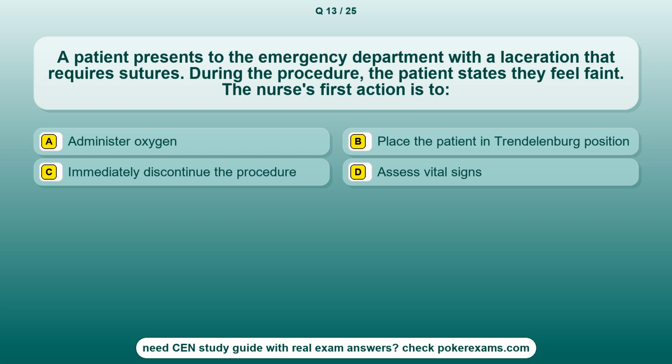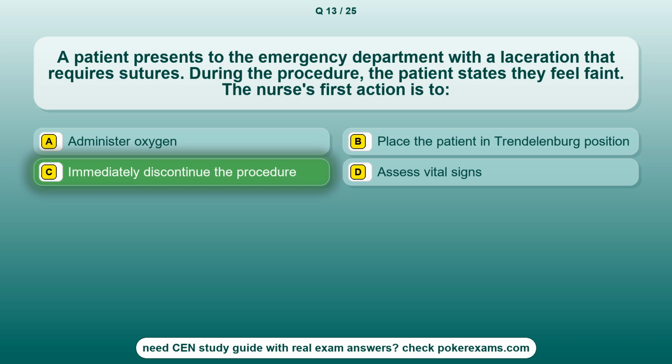Question 13. A patient presents to the emergency department with a laceration that requires sutures. During the procedure, the patient states they feel faint. The nurse's first action is to option A, administer oxygen. Option B, place the patient in Trendelenburg position. Option C, immediately discontinue the procedure. Option D, assess vital signs.